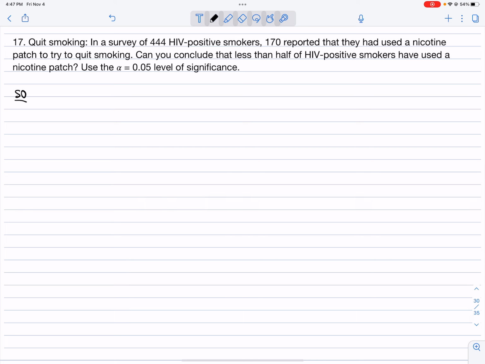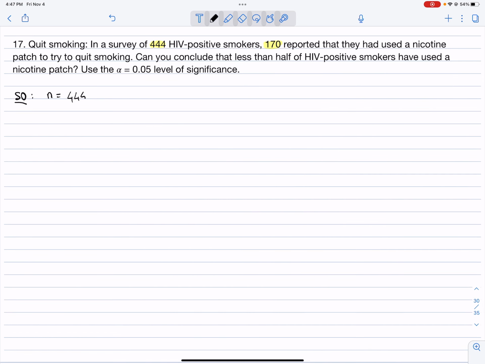So now we first do step 0, which is write out the given information. The given information we have is 444 and 170. 444 is the sample size because it said the survey of, right? So that is the sample size. And in 444 people, we have 170 who used a nicotine patch. So not all of them used it, just a part of them. So that will be X.